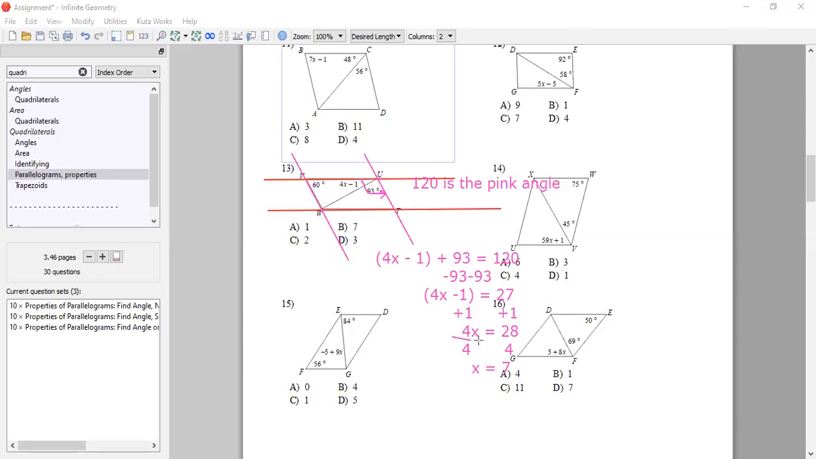You want to repeatedly use what you learned in parallel lines over and over and over on this worksheet and practice that concept.